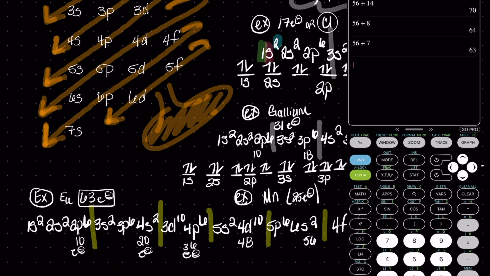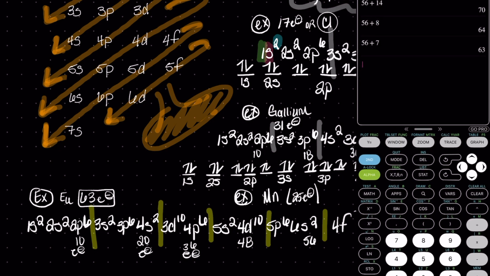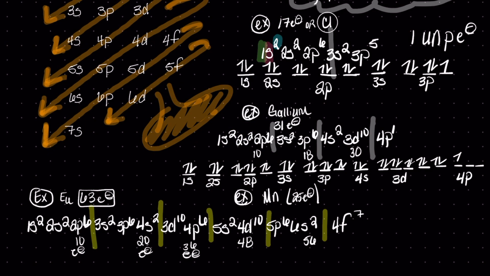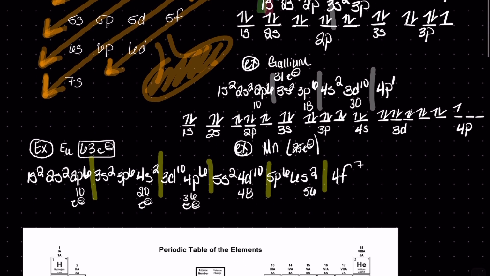So use your calculator to help you if your brain's short-circuiting like Mr. Cole's is. You can use your calculator to help you see where your goal is. But here you have it at 4f7 for 63 electrons. And we'll do the same thing with our orbital diagram, going up and down, up and down, up and down, all the way until we fill everything out.